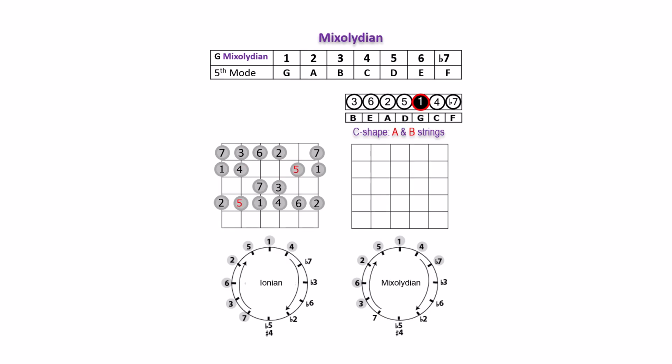The 5 on the B string in Ionian becomes the 1 in Mixolydian, the fifth mode. Since 5 to 1 is a perfect fourth, starting a perfect fourth from 7 gives the order 3, 6, 2, 5, 1, 4, and flat 7.